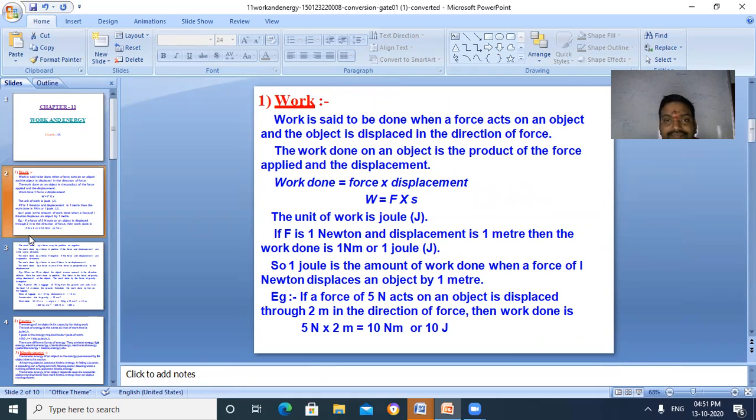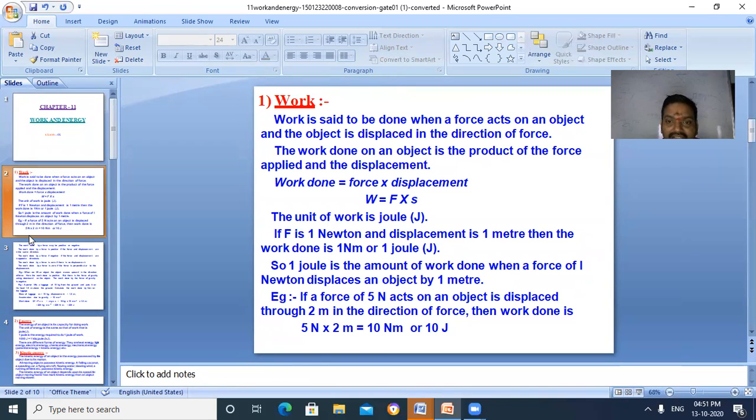So what is work? Work is defined only, I repeat, work is defined only when a force acts on a particular object and there is some displacement in that object. When the force acts in a particular direction and gets some displacement in the object, which is at standstill or rest, then work is said to be done on the object. So we can say work is said to be done when a force acts on an object and the object is displaced in the direction of the force. So there must be a displacement in the direction of the force.